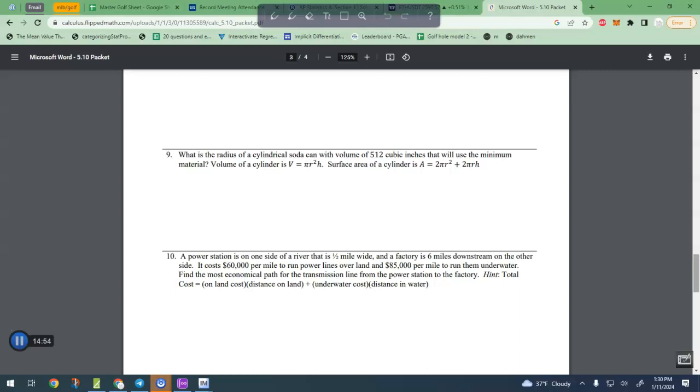So we're trying to use the minimum material. We're trying to make this as small as possible. I want the surface area to be as small as possible, so I want that to be minimum. So I'm good. This is what I want to minimize, but the problem is it has two variables.